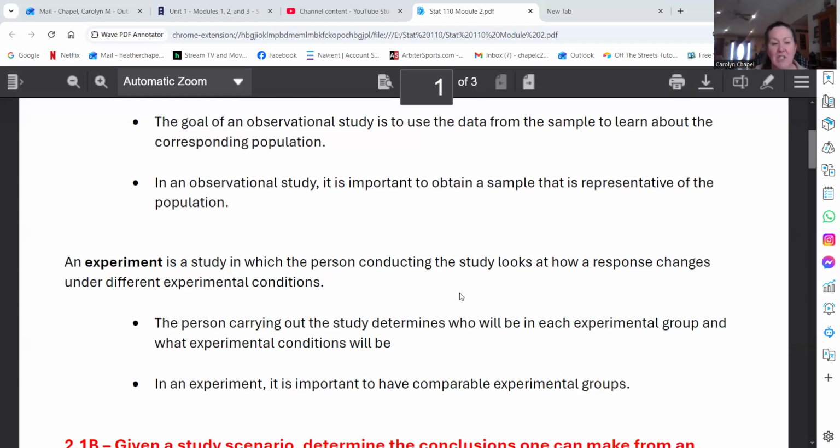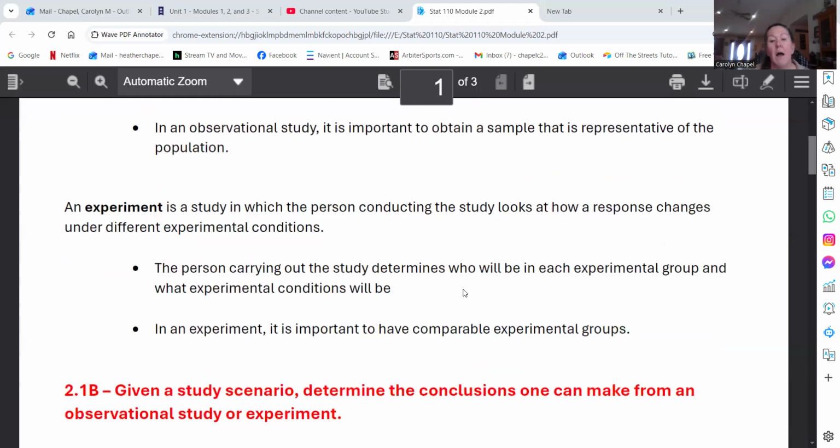Whatever we are going to be doing, we're going to be looking at how a response changes when we change those conditions. The person that is carrying this out has to be a little bit careful to make sure that everybody is random in these situations because we don't want personal influences to get in the way.